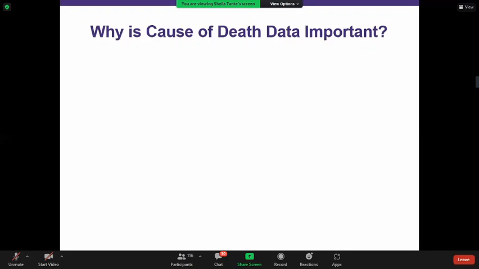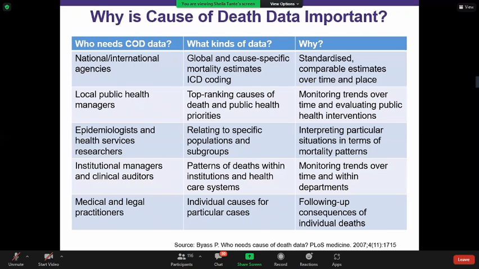Okay, so why is cause of death data very important? At the national level or for international agencies, it provides global and cause-specific mortality estimates through ICD coding. We need to standardize that so that we can compare, as I've said a while ago, from one area to the other. For local public health managers, especially the top-ranking causes of death and public health priorities, it is to monitor trends over time and evaluate public health interventions.